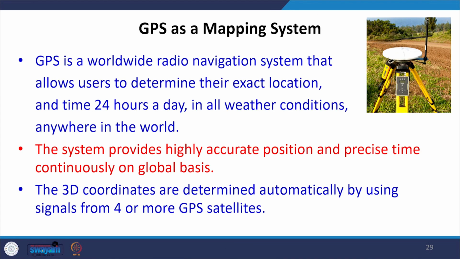Then the GPS came as a mapping system. This is a worldwide radio navigation system which allows us to determine the exact position and time. In surveying and mapping, we are using only the three-dimensional position, and the advantage of this device is that you can collect the data in all weather conditions anywhere in the world. This will provide us very highly accurate three-dimensional positional data, which we can use for mapping purposes. And we are using the signals from the GPS satellites. A minimum of 4 satellites are to be tracked in order to get the accurate position.